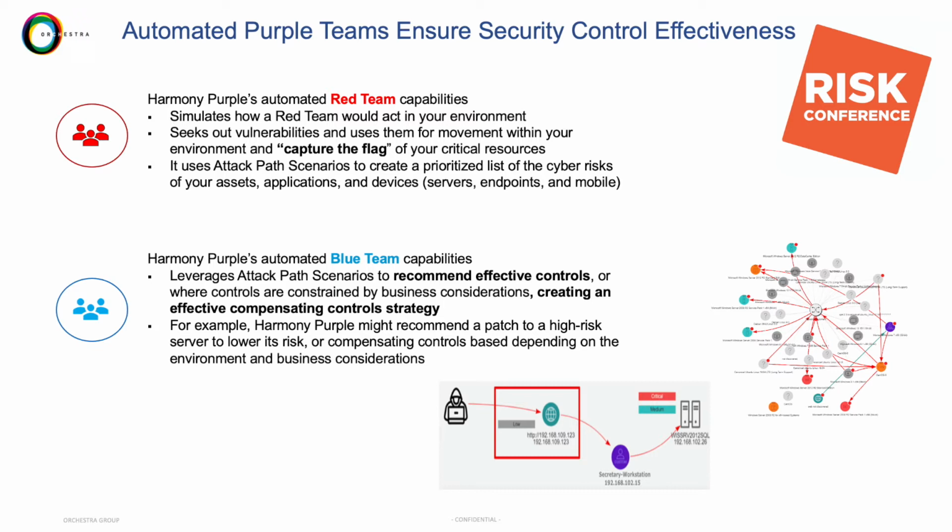Now, Purple can collaborate between the 2 teams, red and blue, using attack path scenarios that allow organizations to substantially reduce their attack surface with the least amount of time and effort, and with the most efficient use of staff resources, meaning saving a lot of time for many teams.